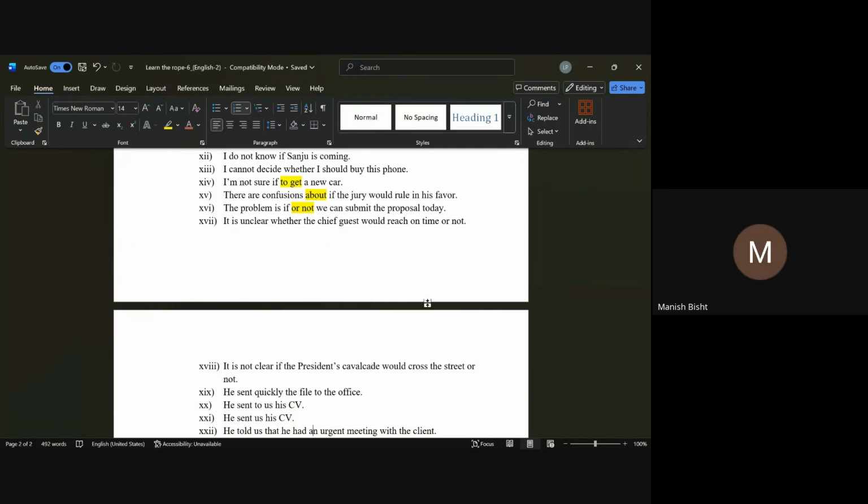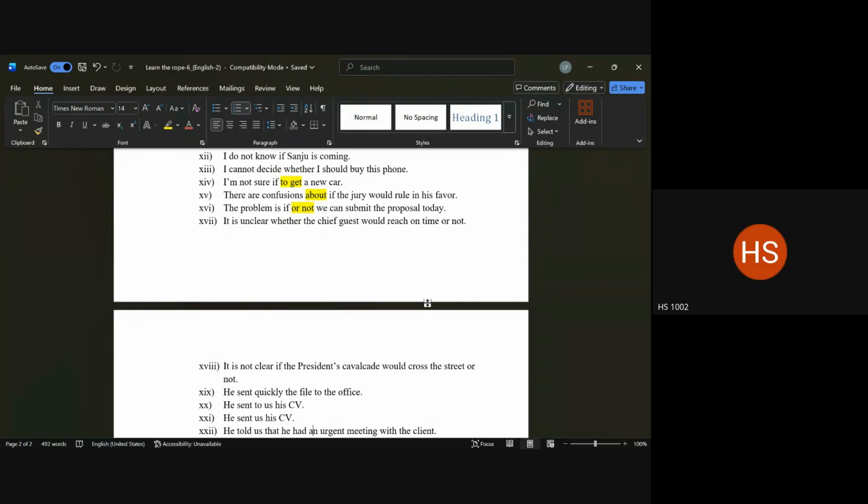So, ma'am, the sentence like "The problem is whether we can submit the proposal today or not" will be grammatically correct or not? Sorry, repeat yourself, I did not understand. Ma'am, you said that if we are using whether, we do not have to use "or not" in the middle.